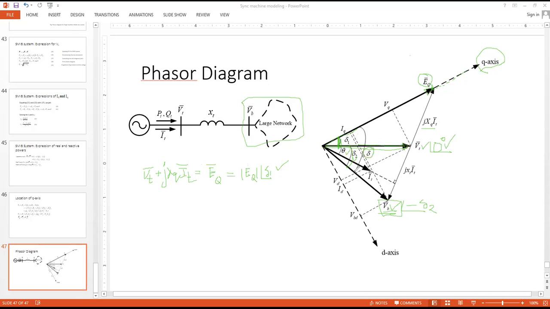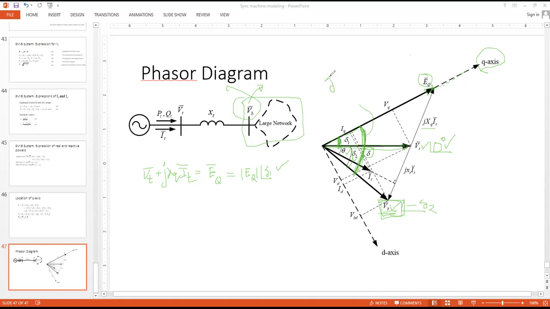So delta is the angle measured from VB, that is the infinite bus or the reference bus for the system. And it is the angle between Q axis and your VB phasor. Okay, that is the angle delta. This is the definition of delta. The power angle, we call it power angle or rotor angle or torque angle. All these are same. So this should give you the initial value of your state variable delta.